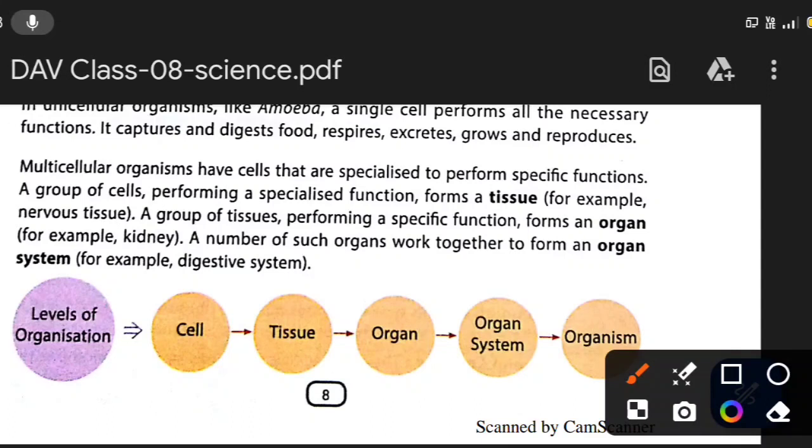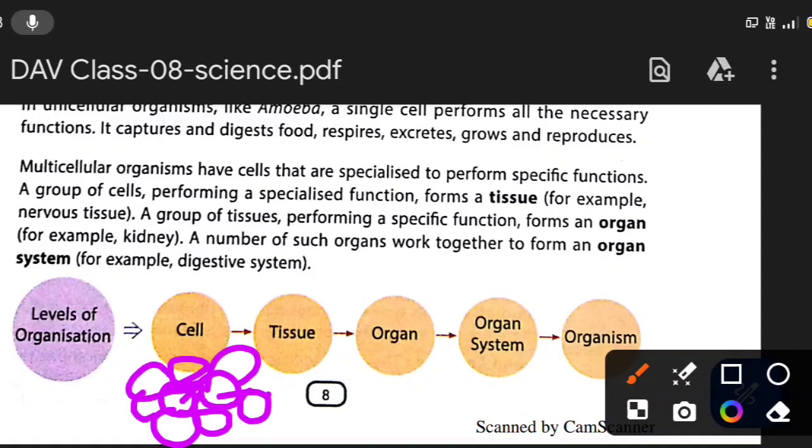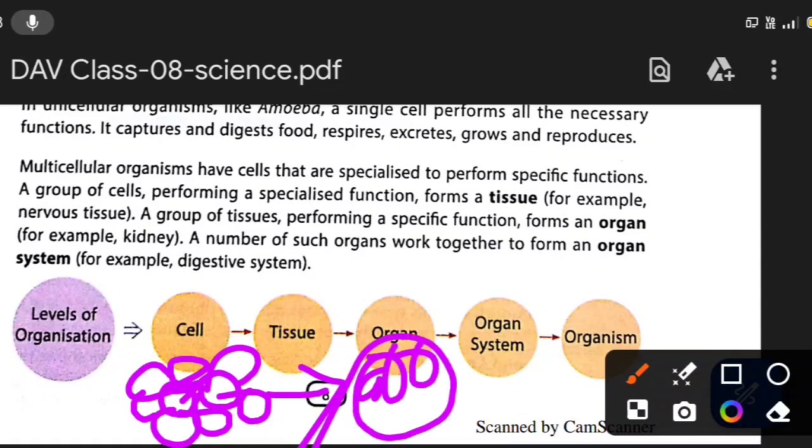Suppose this is one cell, this is another cell, this is another cell, like this. Some cells stick together, combine together to form a single tissue. This is tissue, which is a combination of cells.